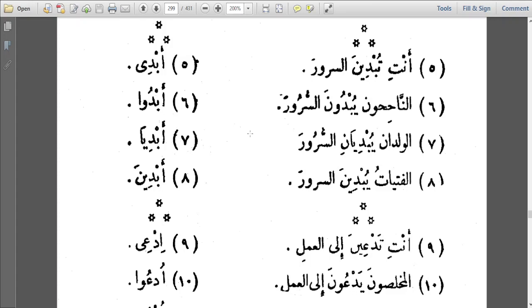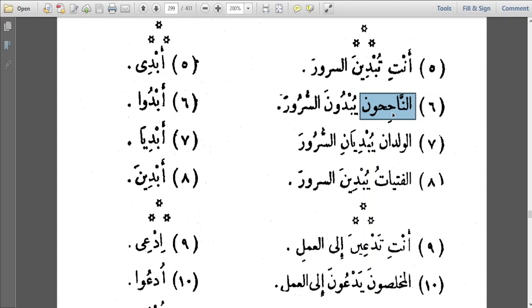We have from number 5 to number 8. Anti tubdina surura. You are expressing happiness. So you basically are looking happy. You are showing happiness. الناجحون يبدون السرور. One thing you notice is that in the PDF there are a lot of things that are not okay. This is supposed to be الناجحون, but it comes الناححون because it's the PDF.